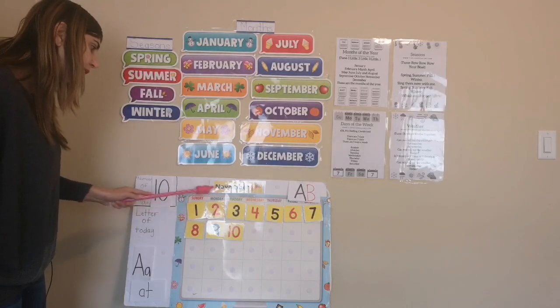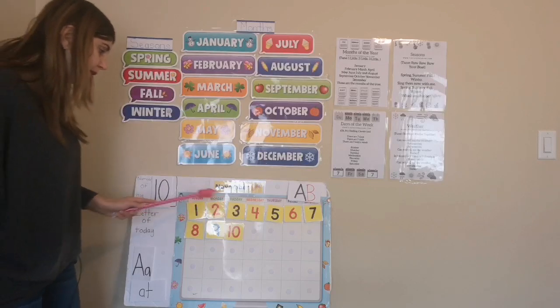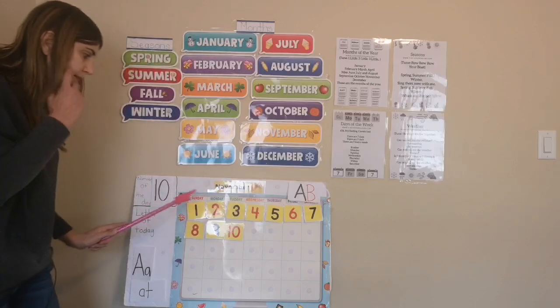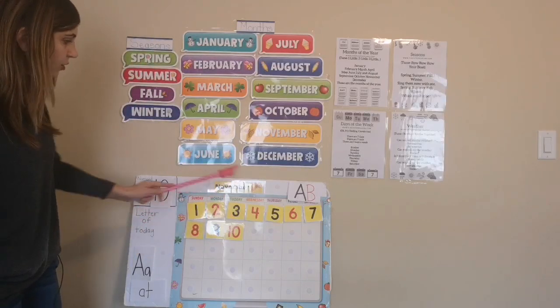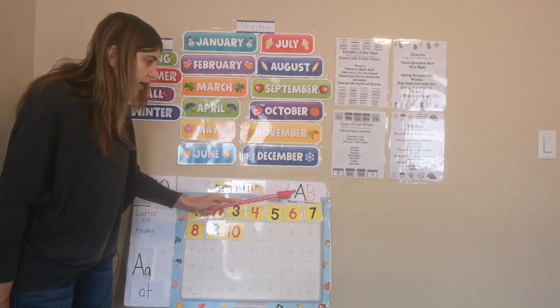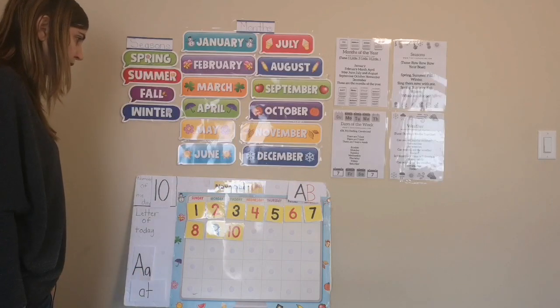This is the root of my pattern, right? The black and the red, and that's what's going to repeat. Black, red, and then black, red, black, red, black, red. Black, red. So my 10 on my calendar is red because my calendar has an AB pattern. That's the name of that pattern. Okay.